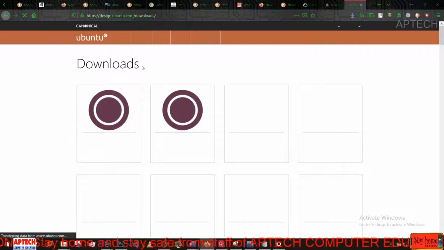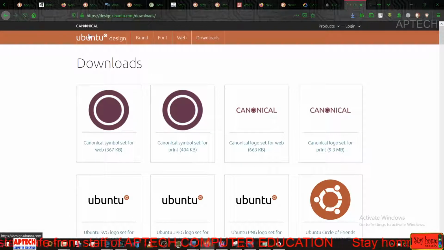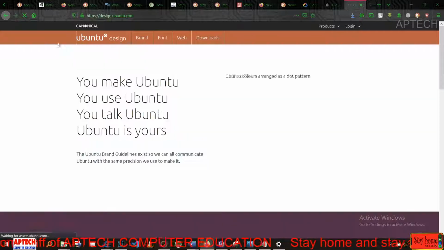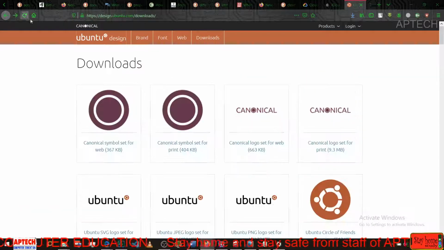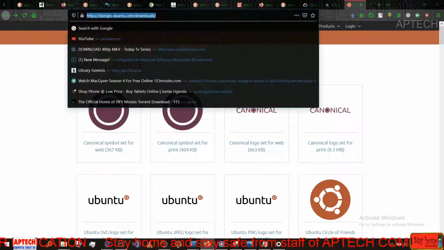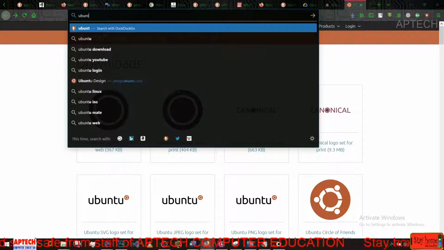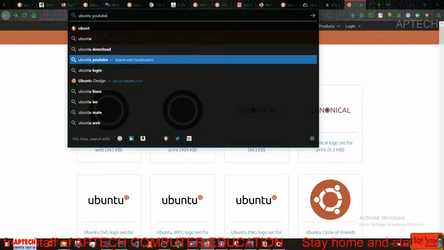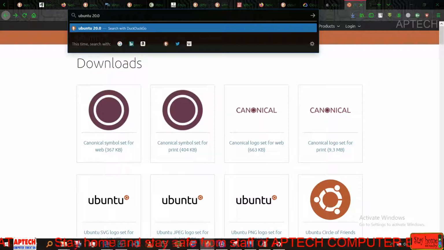It's called Ubuntu 20.04, and this other operating system, Manjaro. They recently released a new version.